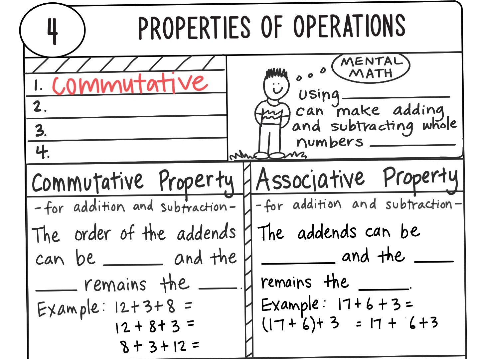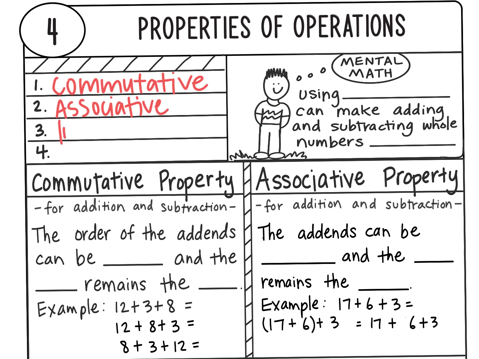C-O-M-M-U-T-A-T-I-V-E. Commutative. Everybody say commutative. Commutative. Very good. The next one is associative. Associative. Yep, say it again. Associative. Those are the 2 big properties that we are going to be focusing on, but we have 2 more that are good to know because you're going to see these.